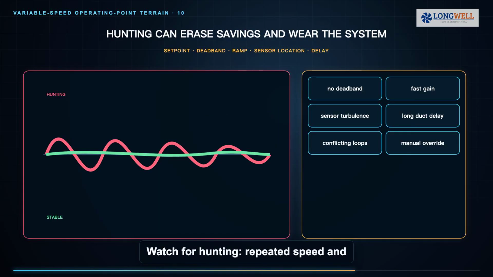Watch for hunting, repeated speed, and pressure oscillation around the setpoint. Common causes include no deadband, excessive gain, a sensor in turbulent air, long duct delay, conflicting loops, and unrecorded manual overrides. Hunting wastes control effort, creates noise, and can accelerate mechanical wear.